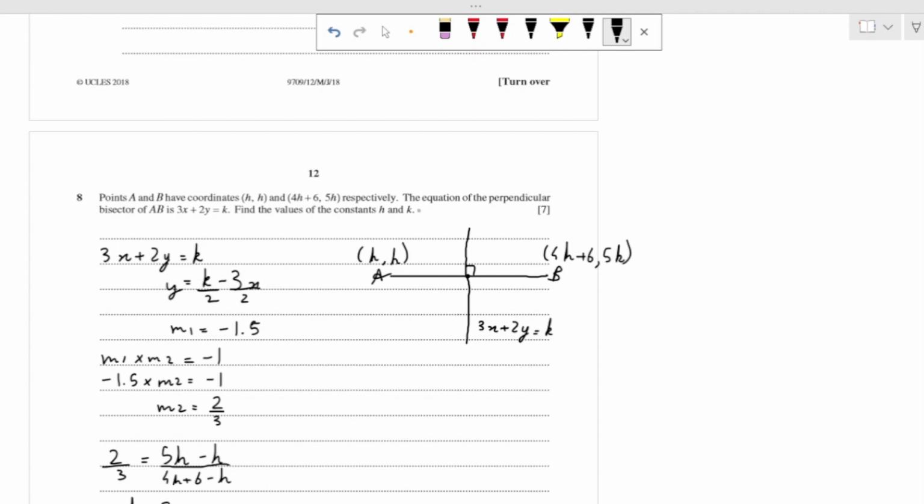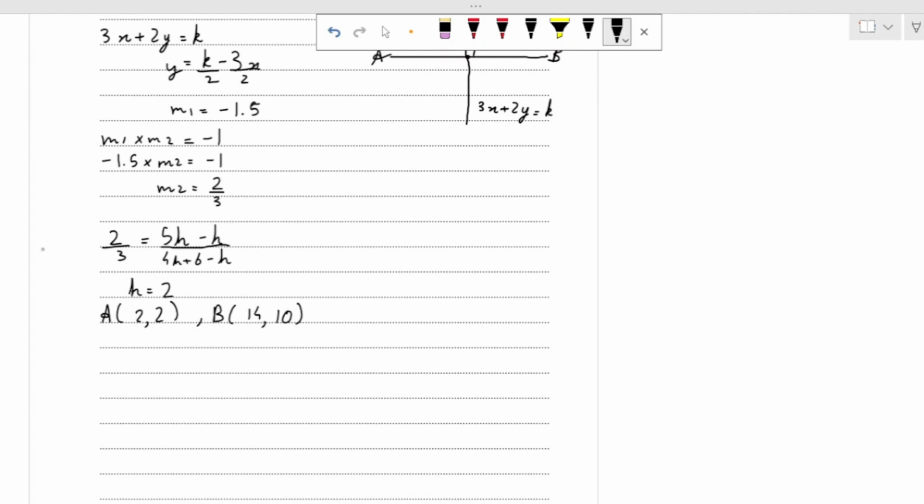So now how can we find k? Well, we need to look for a point that is on the line 3x plus 2y equals k. How do we find that? We know that the perpendicular bisector passes through the midpoint of the line that it bisects. So we know A and B, and we don't need to find the equation of its line, but rather its midpoint. The midpoint would be 2 plus 14 over 2 for the x coordinate and 2 plus 10 over 2 for the y coordinate, and we will get (8, 6).